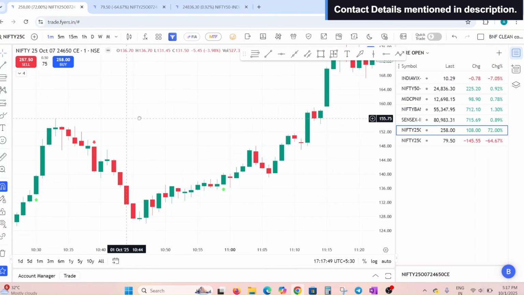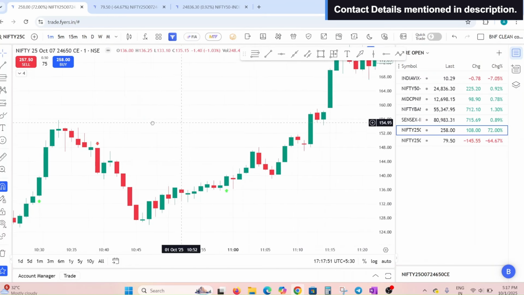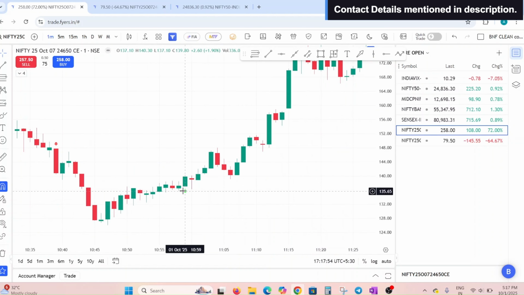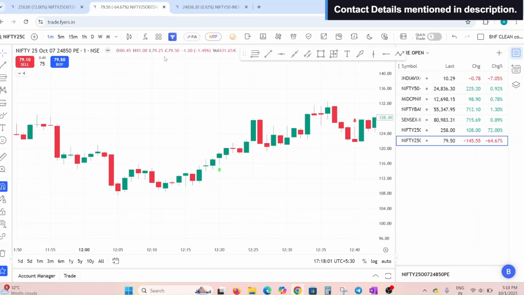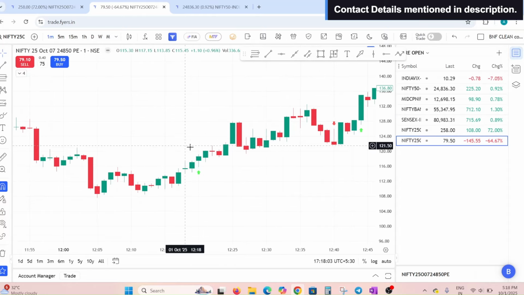Now let's discuss the options chart. What was happening on the options chart? First of all, if you see, we have our custom indicator constant right here, and I entered right here. So this is the 24650 call option. Now let's discuss the 24850 put option. We have our custom indicator constant right here, that is 1220, and I entered at 1218. So this is how my system works.